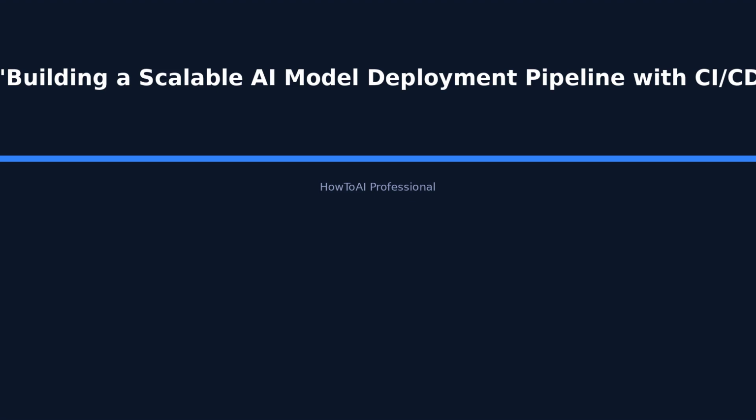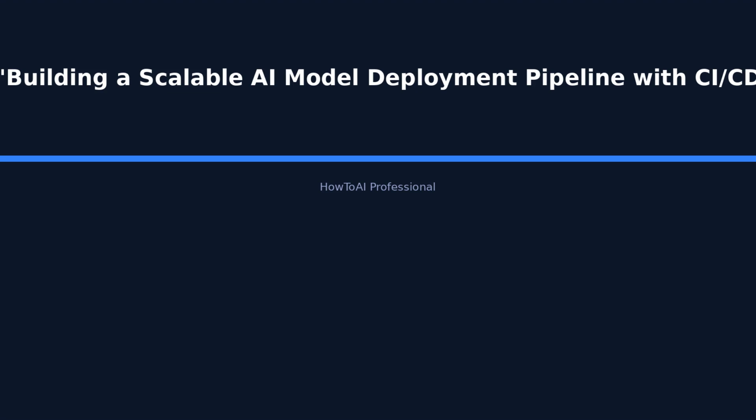In today's video, we're diving deep into a critical topic for anyone working with AI: how to build a scalable AI model deployment pipeline with continuous integration and continuous deployment, or CI/CD. If you've ever felt overwhelmed by the complexities of deploying machine learning models into production, you're in the right place. We'll break down the entire process into 10 manageable steps, guiding you from development all the way to production. So, grab your notebooks, and let's get started.